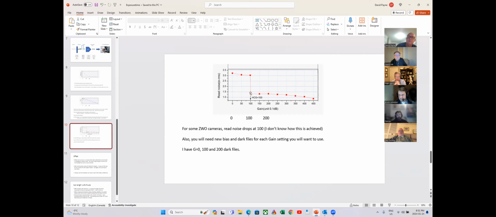So really, these are all lows. I generally shoot at 0, 100, or 200 gain. And I also have dark frames at various times for 0, 100, and 200 gain. So I haven't had the need to go to 300 gain. I think you lose too much dynamic range. You don't have the brightness resolution anymore.